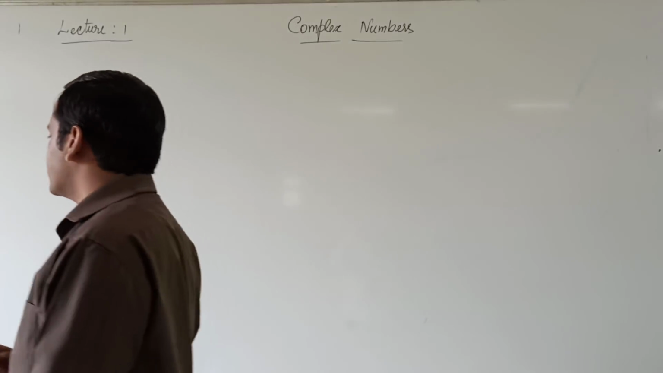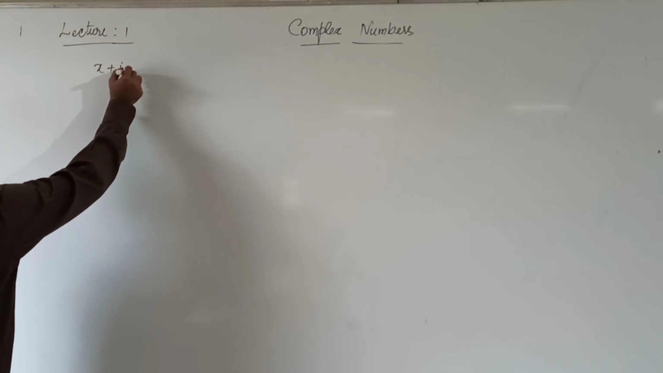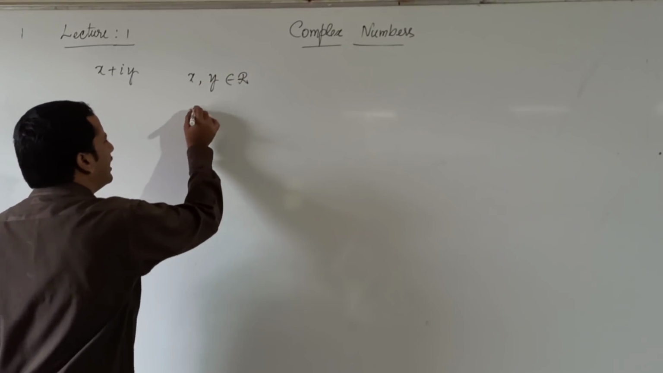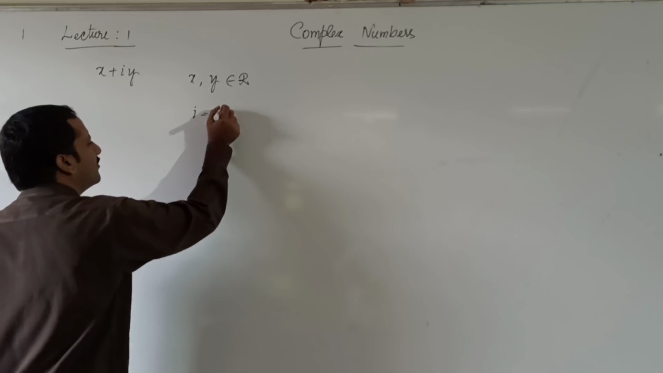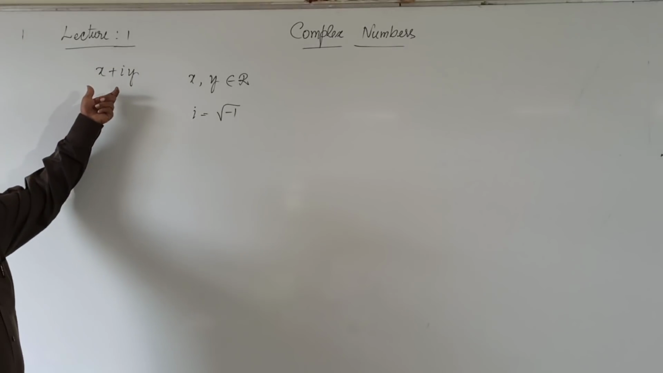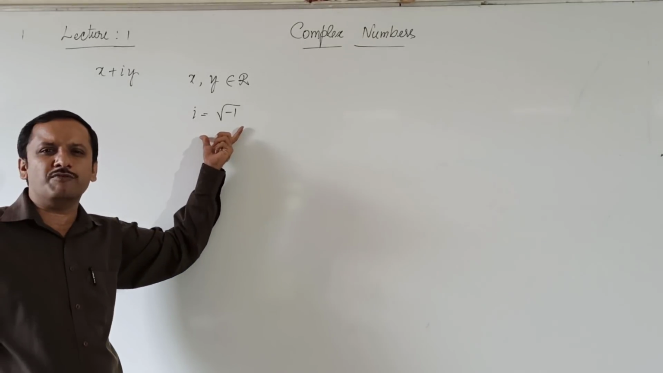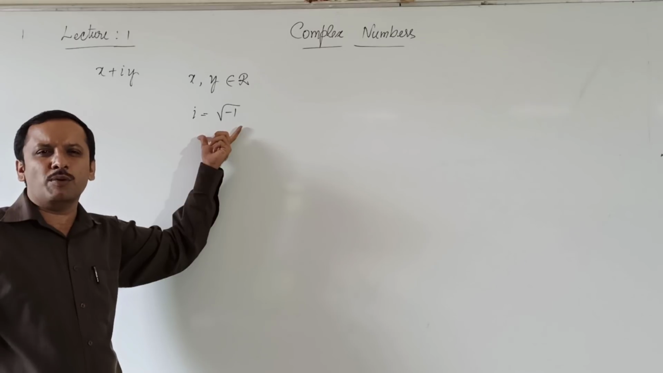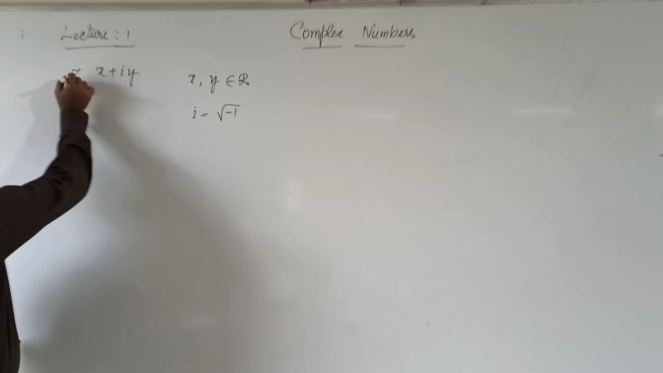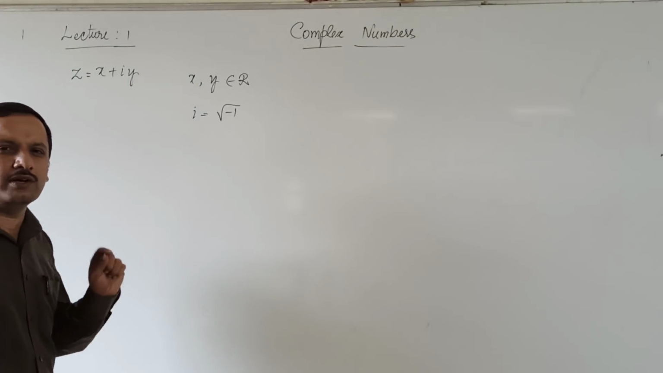Okay. The basic definition. A number of the form x plus iy, where x and y are real numbers, and i, called iota, is equal to root of minus 1, is called a complex number. Any number of the form x plus iy, where x and y are real numbers, and i is equal to root of minus 1, is called a complex number. Usually, a complex number is denoted by z. z is equal to x plus iy. One complex number is denoted by z.